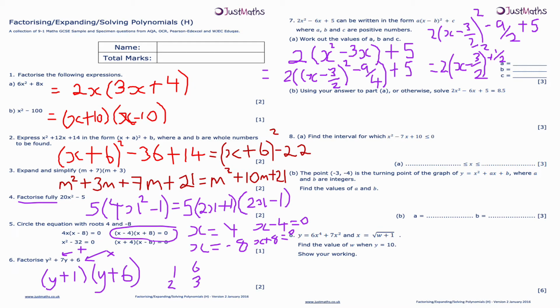So that would be my answer for that question. Okay, part b, using an answer to part a or otherwise, solve this equation. So solving this is equal to 8.5.